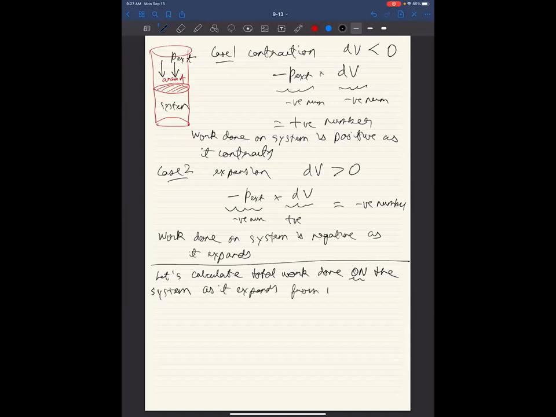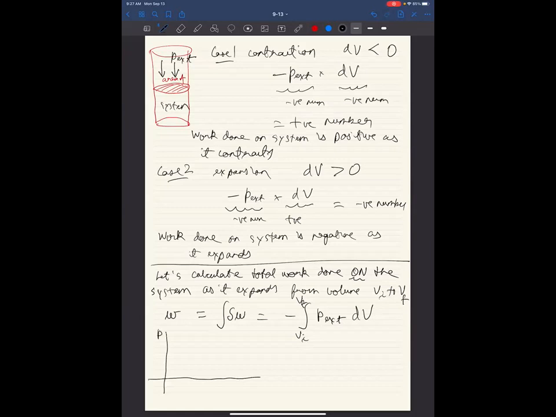from some initial volume Vi to final volume Vf. So W, the work done, will be given as the integral of the differential amount of work, delta W, which itself will be given as the integral from Vi to Vf of minus P external multiplied by dV. Okay. So let's draw this process.